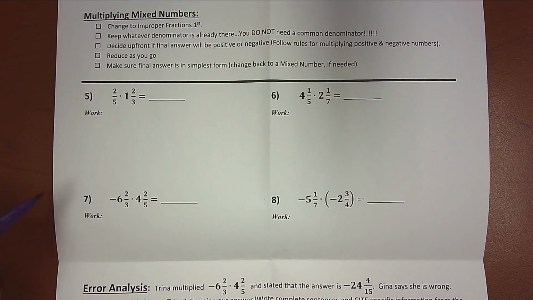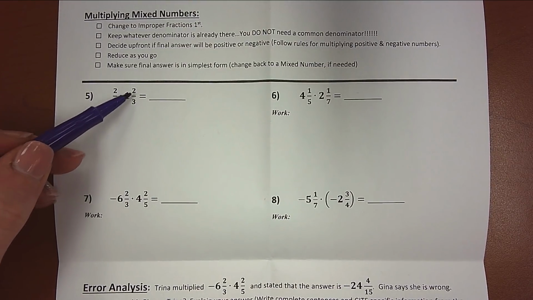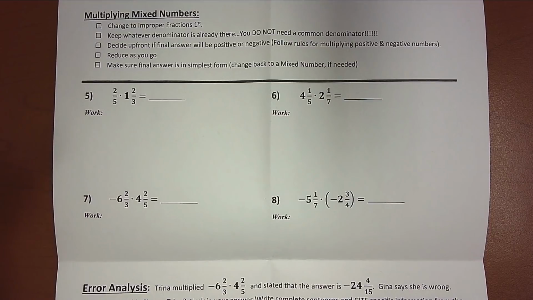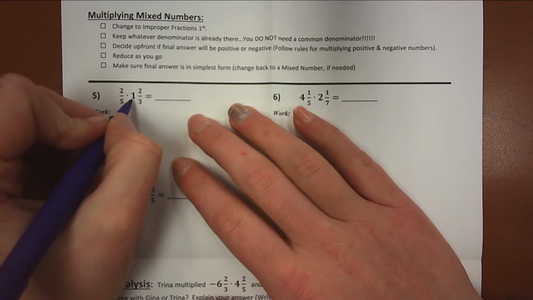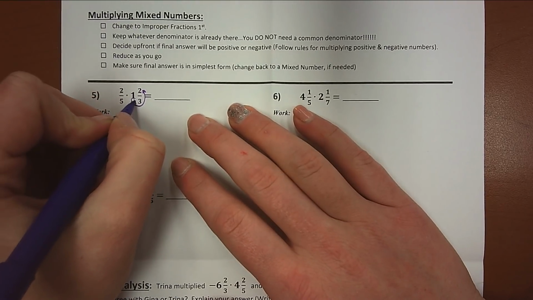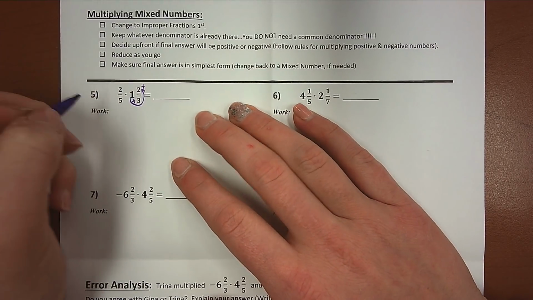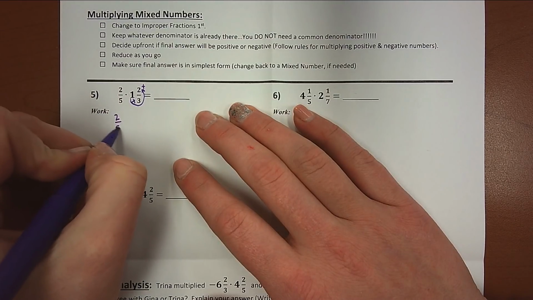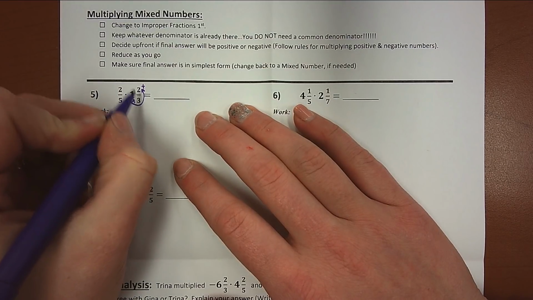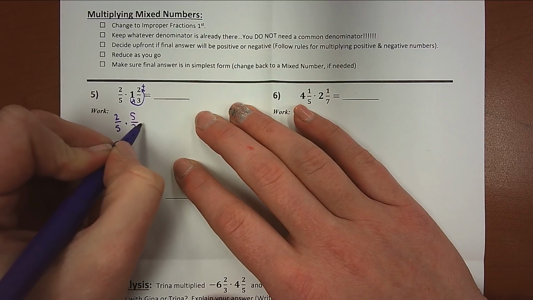On this one, we've got 2/5 of 1 2/3, or 2/5 times 1 2/3. The first thing I have to do is change this mixed number to an improper fraction. The way that I do that is I multiply 1 times 3 and I add 2. So I've got 2/5 times 1 times 3 is 3, plus 2 is 5/3.